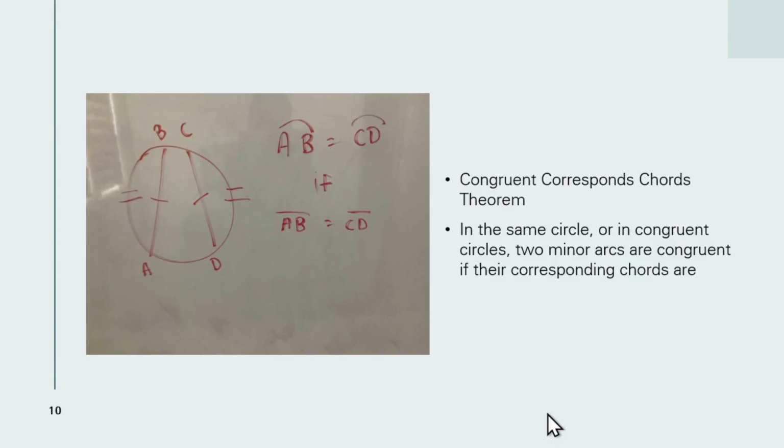In the same circle, or in congruent circles, two minor arcs are congruent if their corresponding chords are. So this line and this line are congruent if this line and this line are. This is also vice versa. So we could say AB could be congruent to CD if the circle part of AB is congruent to CD. See what I'm saying?